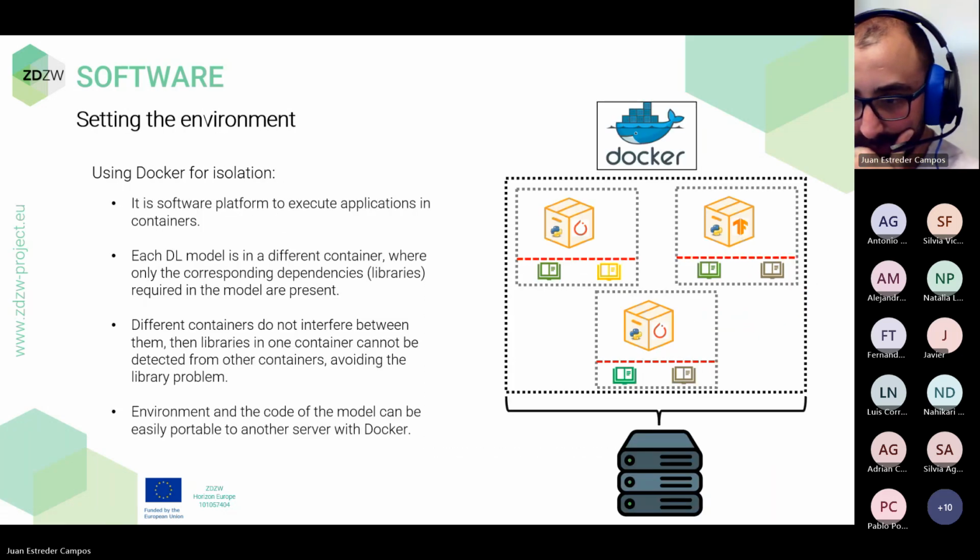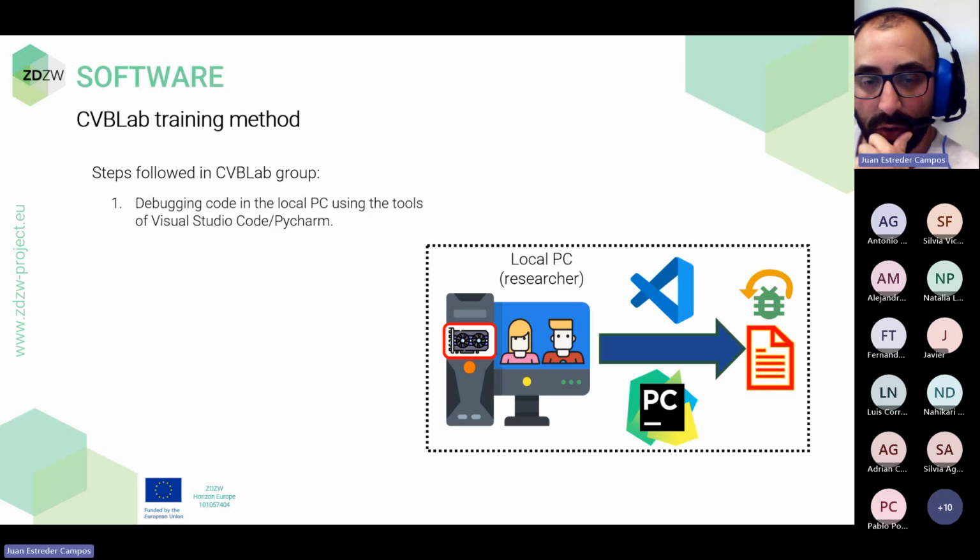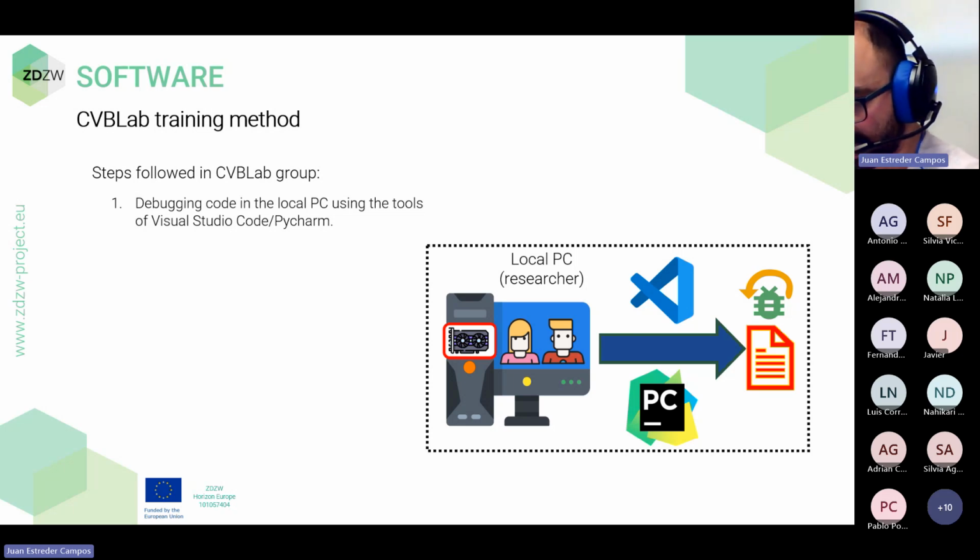Okay. So this procedure is the one we use in the CV lab. I'm going to show you the steps all our researchers follow to develop the deep learning model. So first of all, the researchers debug each code in their local machine, where each one has its own CPU.